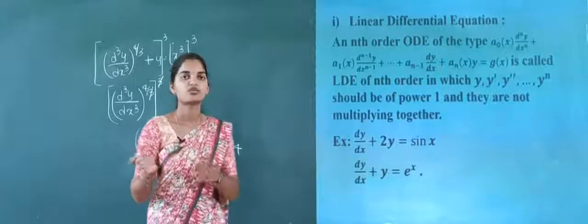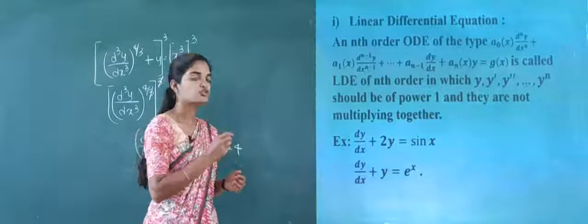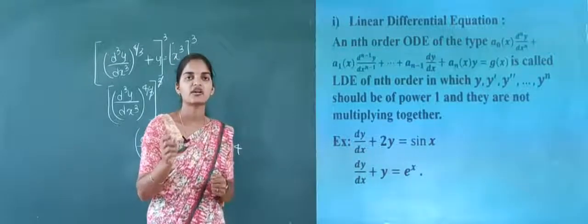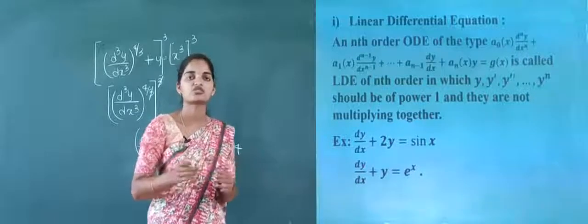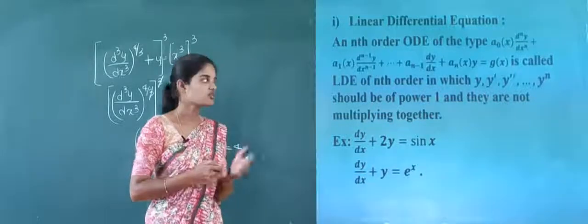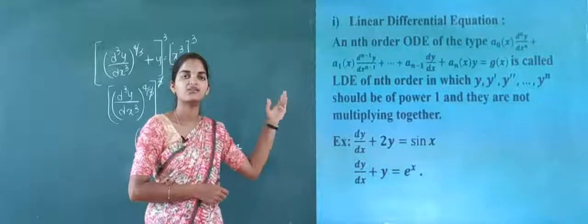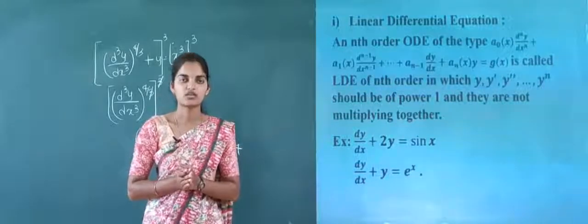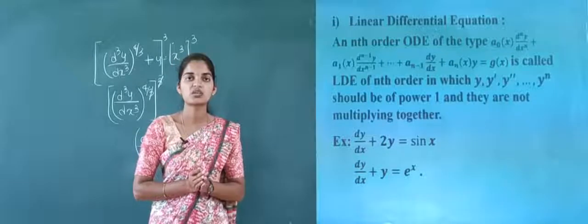y square, y cube we should not get, and also we should not get y into y dash, or you can tell it as y into dy by dx. Those conditions must not arise. If those conditions do not arise, then we can tell our ordinary differential equation becomes a linear differential equation. Yes, what is linear differential equation?